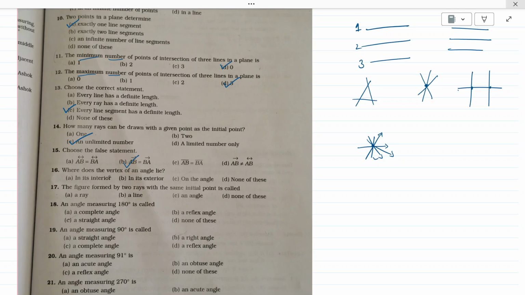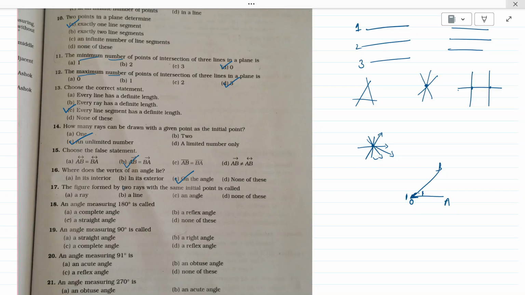Next is where does the vertex of an angle lie? In its interior, in its exterior, or on the angle. So we know that if I make any angle OAB, this is the vertex and it lies on the angle. It is not interior, not exterior. It is on the angle.